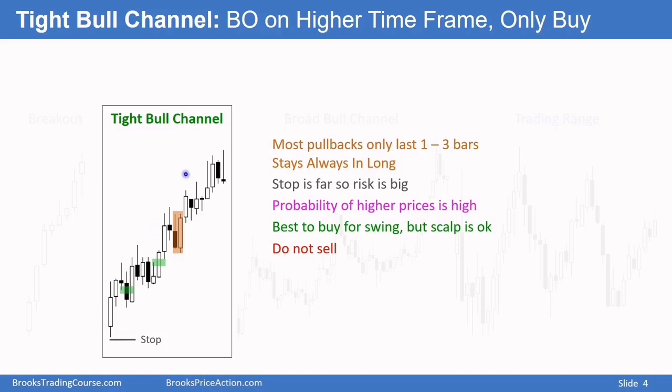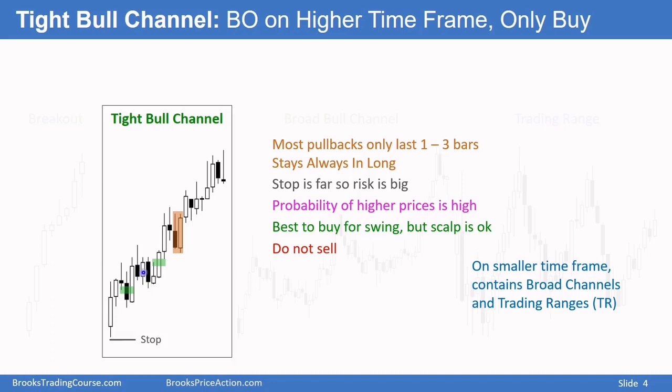Again, on a smaller time frame chart. So if this is an hourly chart and you looked at a 5-minute chart, this is 2 hours down. This is 3 to 4 hours sideways to down. So on a smaller time frame chart, this tight bull channel contains maybe a broad bull channel trading range, and on a small enough time frame chart, it contains some bear trends. On a higher time frame chart, it's simply a breakout, a series of consecutive bull bars, and you don't even see the pullbacks and you do not see the bear bars.